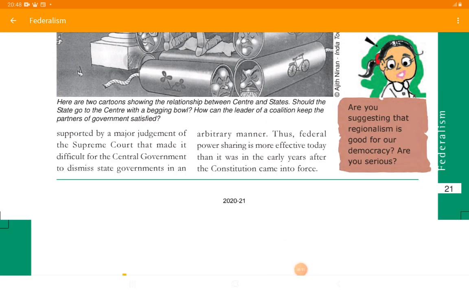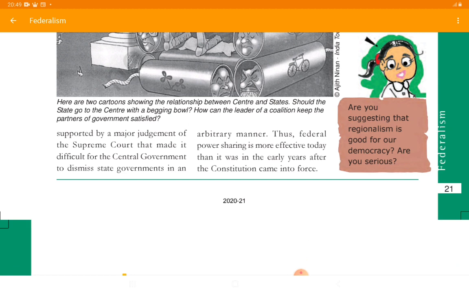supported by a major judgment of Supreme Court that made it difficult for the central government to dismiss the state government in an arbitrary manner. Earlier, the state government was usually dismissed because they were thought to have less powers, but now it is not like that. Thus, federal power sharing is more effective today than it was in early years after Constitution came into force.